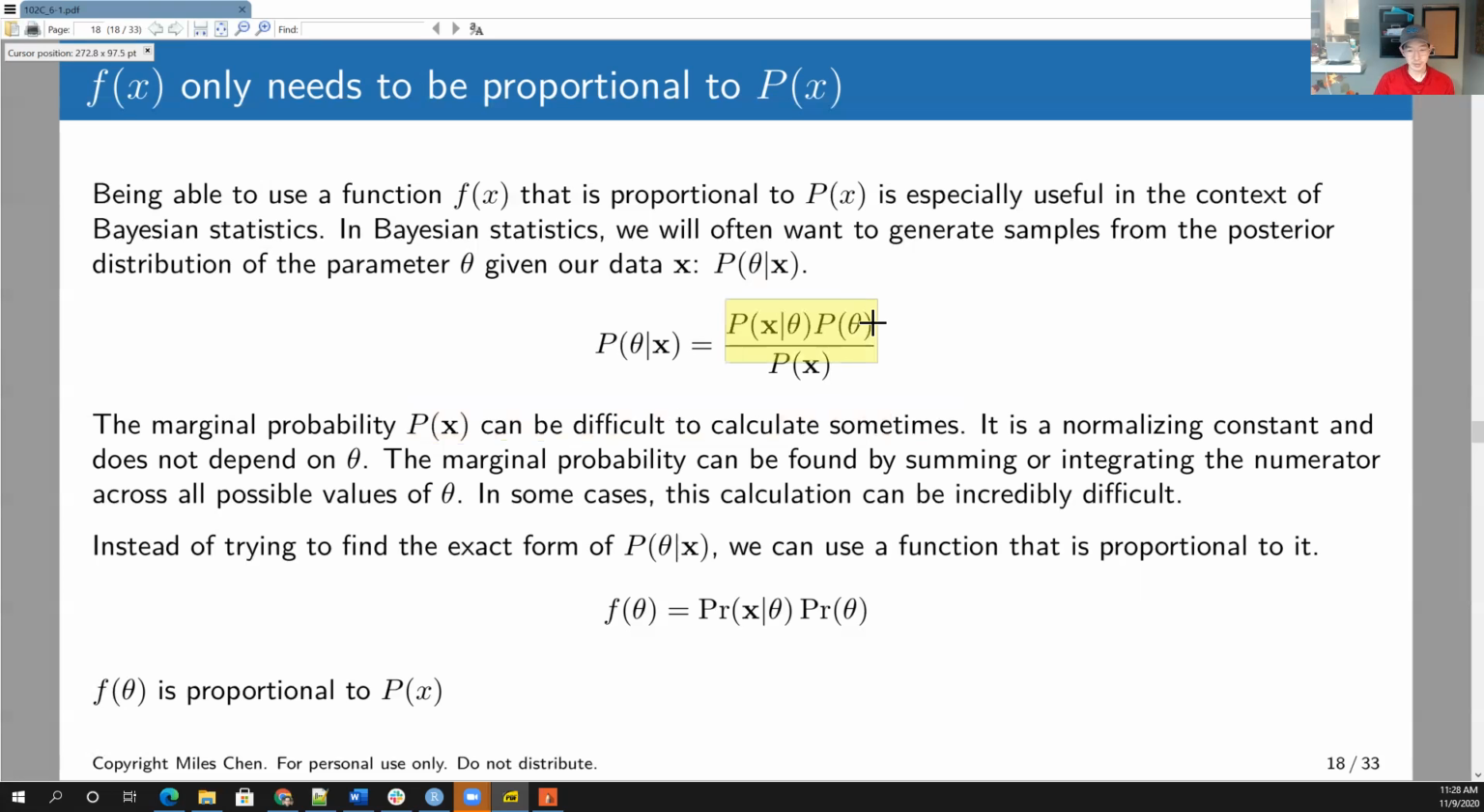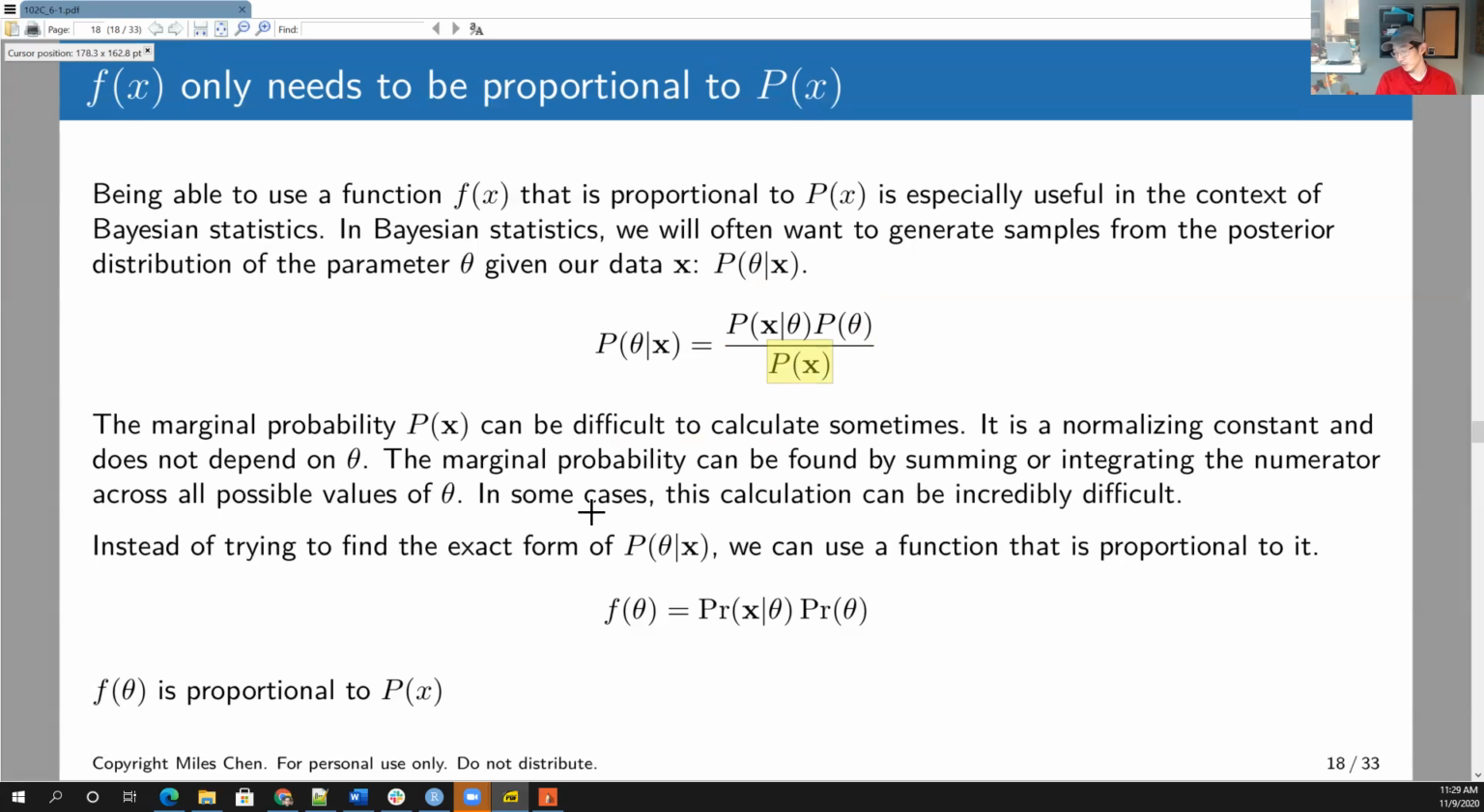I think that's what we did when we were dealing with the beta binomial. We said, what's the probability of getting this value, but then we calculated it for all possible values of theta and we summed them up. So this marginal probability can be found by integrating or summing the numerator across all possible values of theta. Sometimes that's really hard to do. And so this normalizing constant, sometimes it's a challenge.